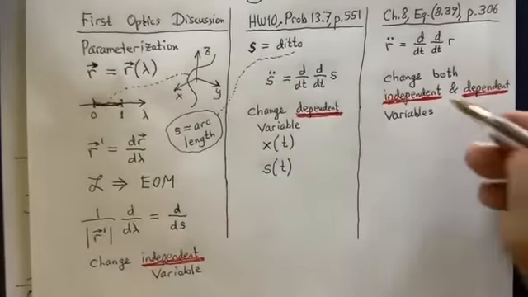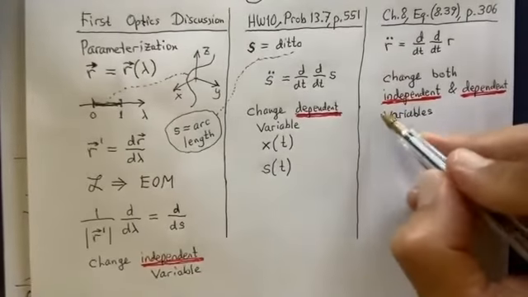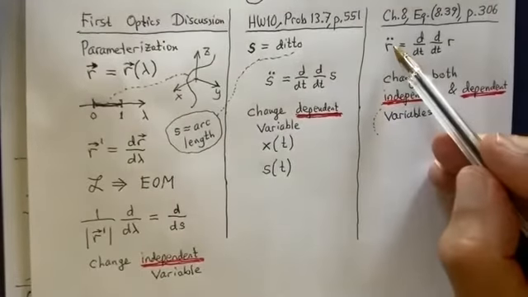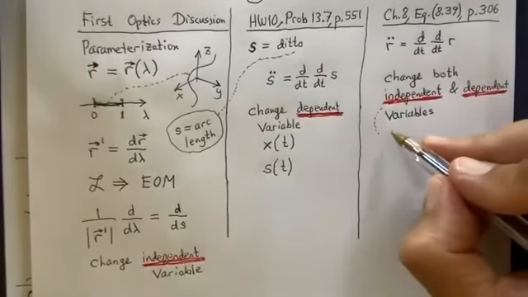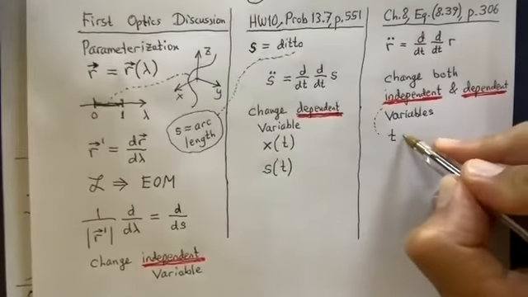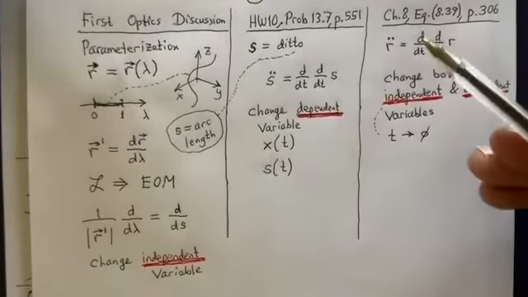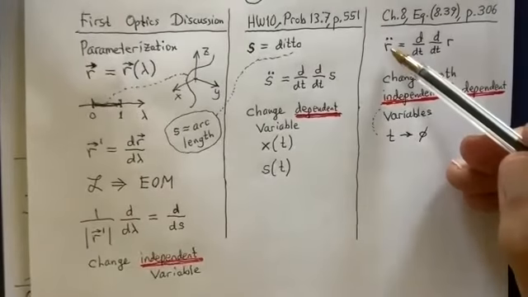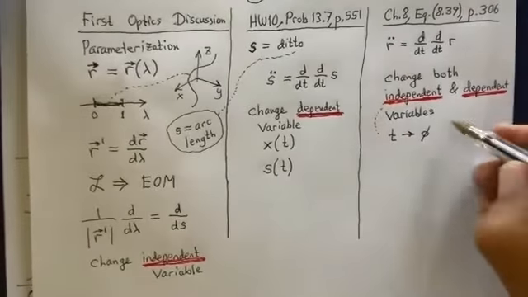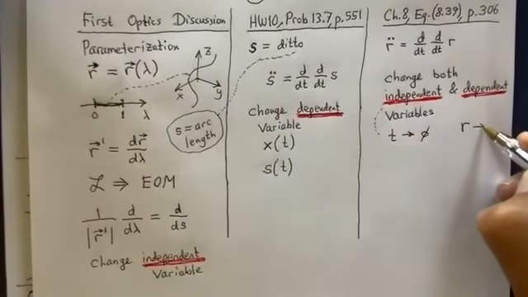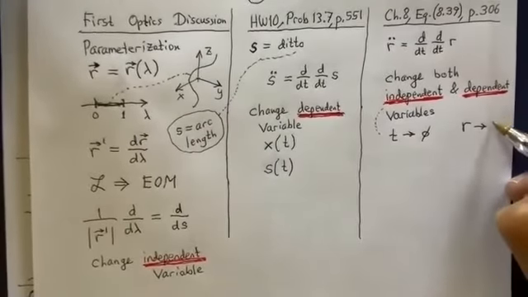So we change the independent variable. What do we have here? The independent variable is the time t. So we go from t, and the new independent variable is going to be the angle phi. And what do we have here? The dependent variable is r. We go from r to the reciprocal of r, which is lowercase u.